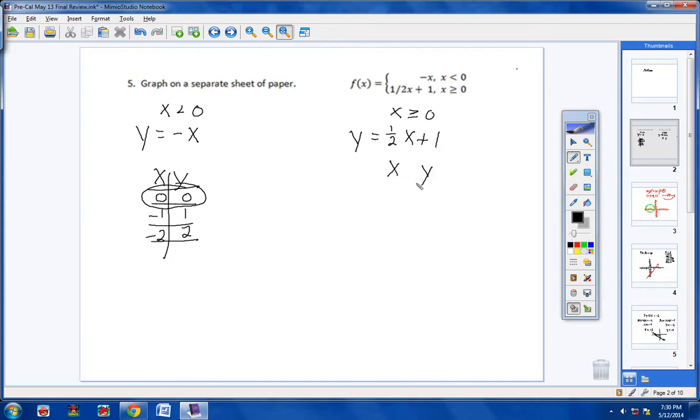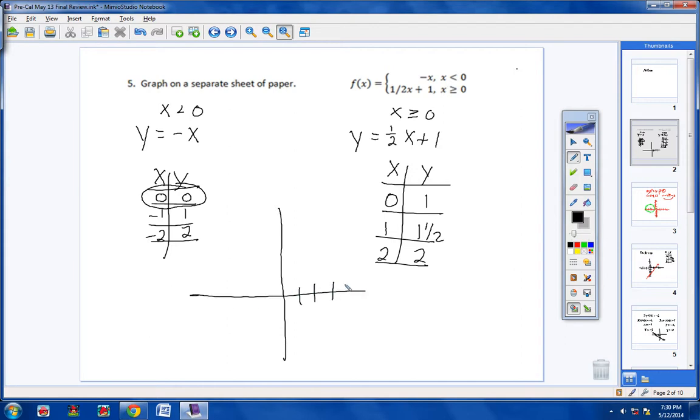Okay, now we come over here, and we go ahead and write our table of values. And notice my domain is x is greater than or equal to 0. So with that in mind, I'm going to put a 0, then a 1, then a 2. Well, if you put a 0 in, you get a 1. If you put a 1 in, you get a 1.5. And if you put a 2 in, you will get out a 2. And so now we're ready to go ahead and plot these points and sketch our graph.